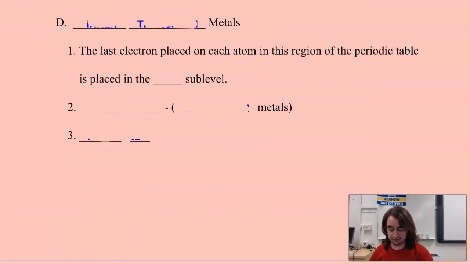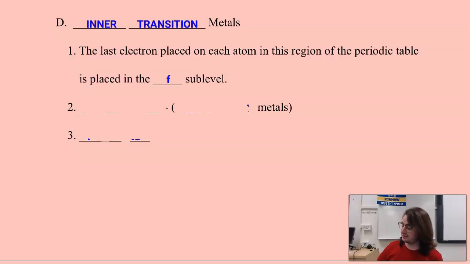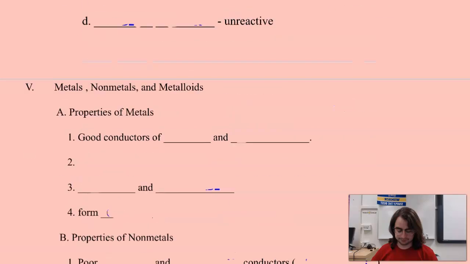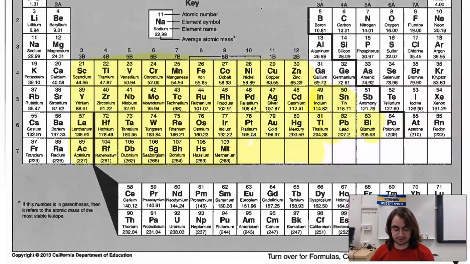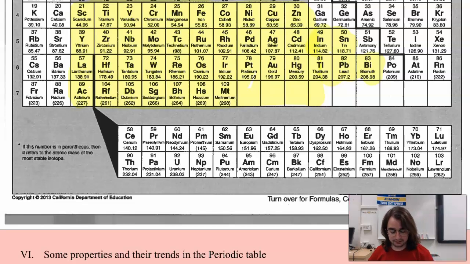Next, we have what are called the inner transition metals. These ones have their last electrons placed in the F sublevel. And they are located in the periodic table kind of jutting out of the transition metals. You see this section here that kind of juts out. Those are the inner transition metals. I'm going to move my noodle because it's in the way. And we can color those. We'll do one of them orange.